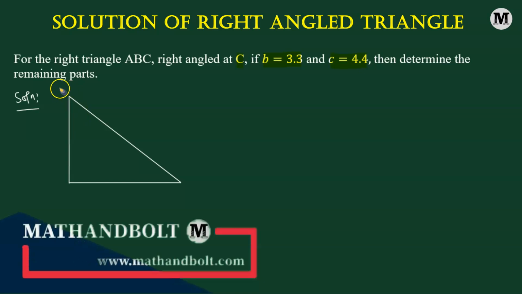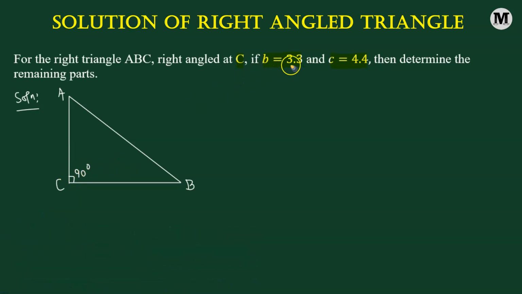So we begin by considering a right angled triangle ABC, which is right angled at C. That means the measure of angle C is going to be 90 degrees. Then we have b and c given to us. b is the side that is opposite to angle B. That means AC is going to be b, and it's given here that b measures 3.3 units. Then we have c. c is the side that is opposite to angle C. That means AB is going to be denoted by c, and it has a measure of 4.4 units. This is the information that is given to us.